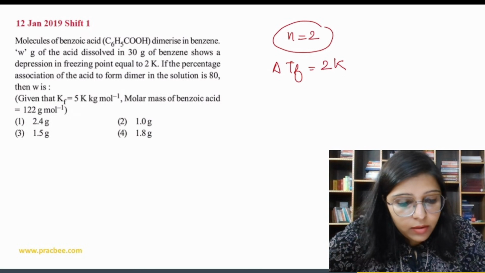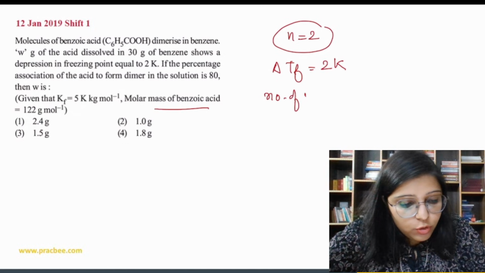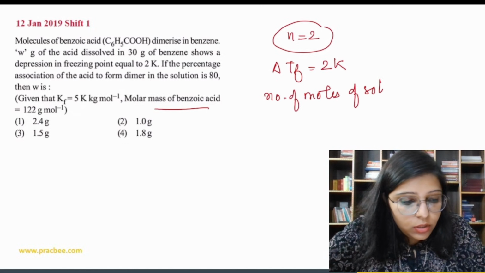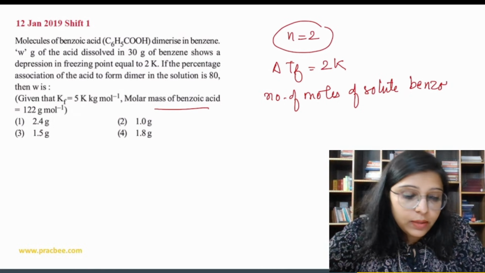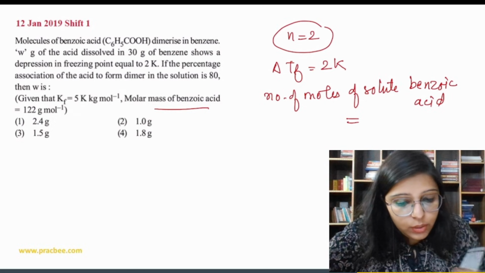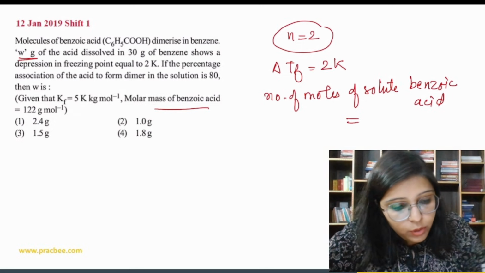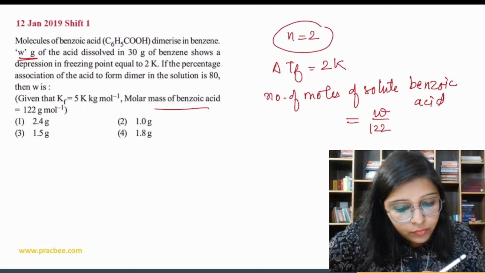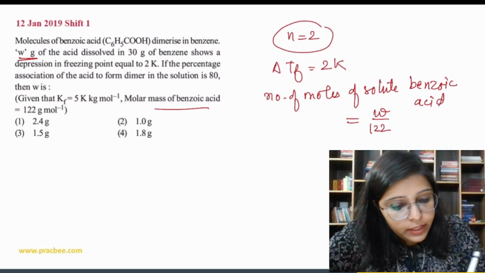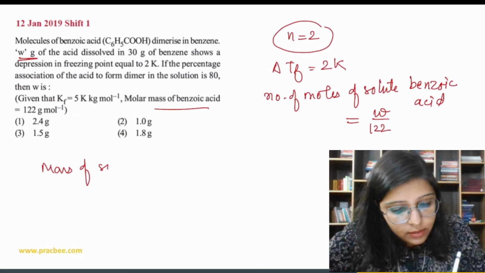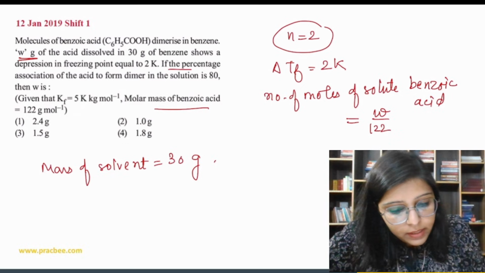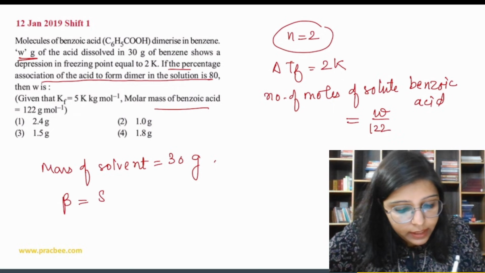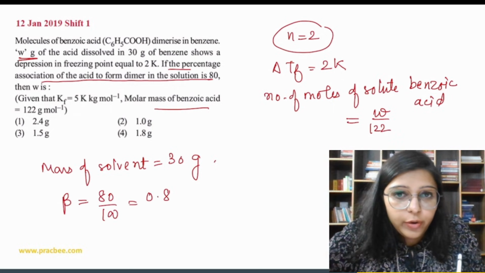Now, this is benzoic acid. So the number of moles of solute, which is benzoic acid, is equal to W upon 122. Okay. Now dissolved in 30 gram of benzene, so mass of solvent is 30 gram. If the percentage association of the acid to form dimer in the solution is 80, that is, beta is 80 by 100, which is equal to 0.8.